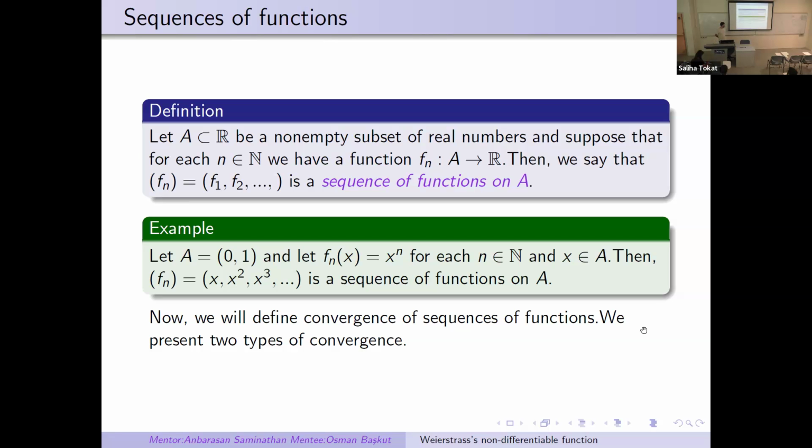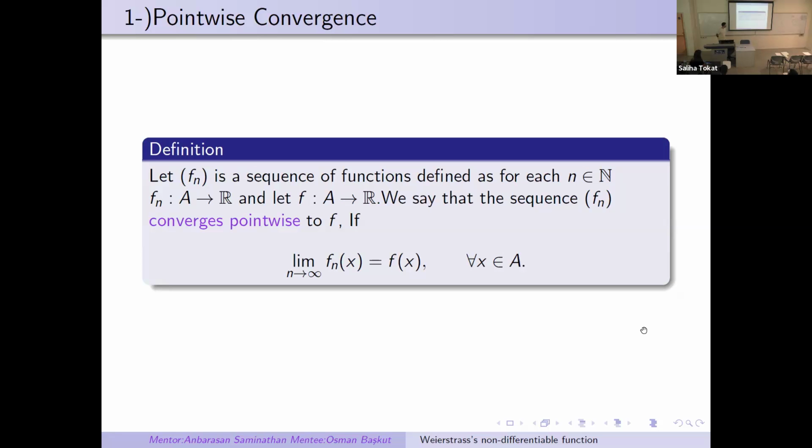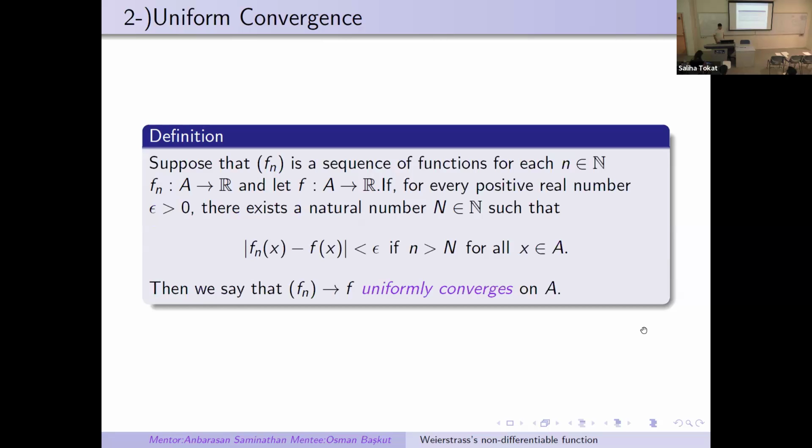We will define two types of convergence. The first one is pointwise convergence. We say that the sequence of functions converges pointwise to some function f if this limit holds. Now we will introduce a stronger convergence, which is uniform convergence. We again define a sequence of functions, and we need a positive epsilon, and there exists a big enough number n in the natural numbers such that this difference must be less than epsilon. Here, we don't need every element of the sequence to satisfy this inequality. We just need some big enough n. Then we say that this sequence uniformly converges to f.